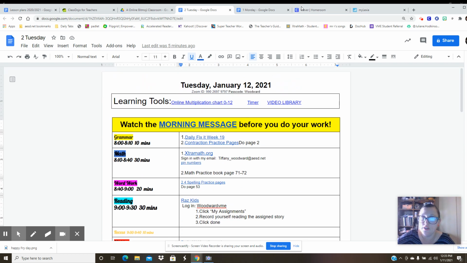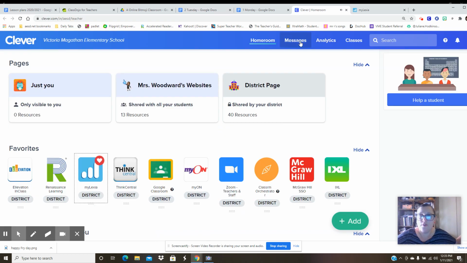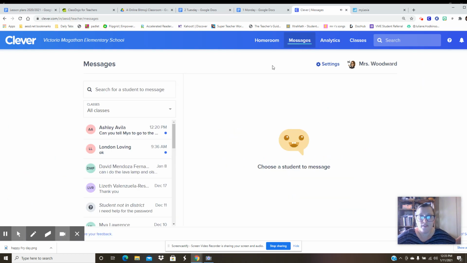If you have any questions, you can always go to Clever and you can click on Messages and you can write me a message here and I will respond, okay? It's a great place to write me a message if you don't do it on Class Dojo. I see these messages very quickly because there's a sound that goes on my computer, so I know to check it, okay? See, right now, I have 2 people that wrote me messages.